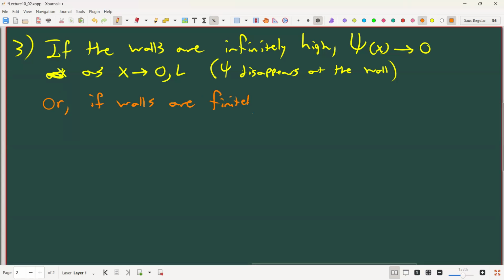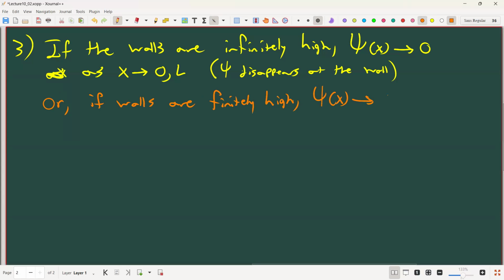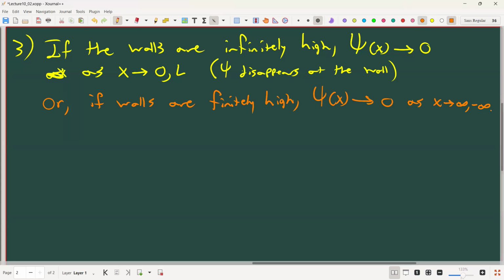Finitely high. Psi of x only goes to 0 as x goes to infinity or minus infinity. So the moment that the box has some ability to escape, there's always going to be a little bit of probability outside the walls, because the wave function is only 0 at the infinite limit. When I have an infinite box, I've effectively truncated my space into a finite region between 0 and L. There is no space for the particle outside the box because it can't escape.